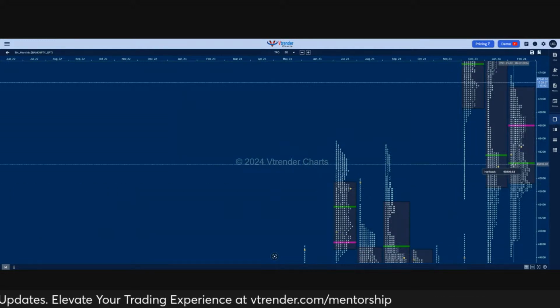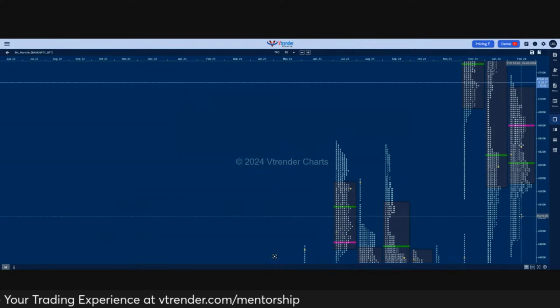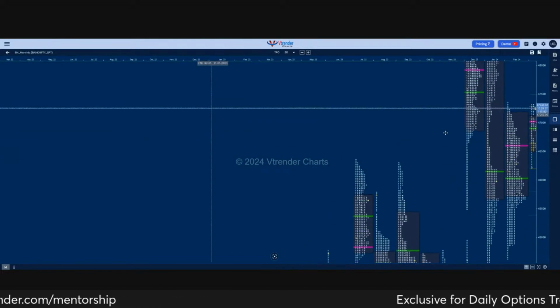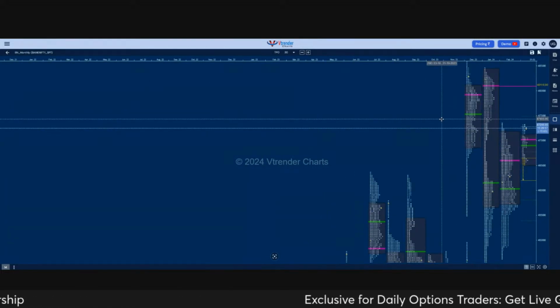And what we did in Bank Nifty was we have filled up the previous month's profile. The previous month's profile, if you see, was a double distribution trend one down.